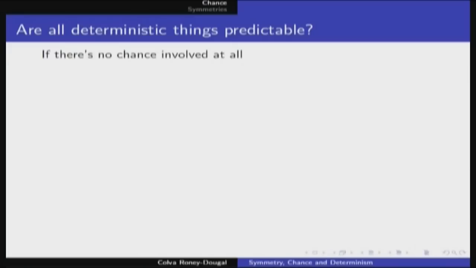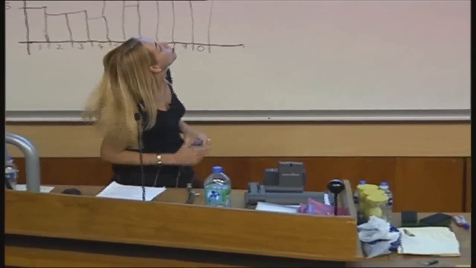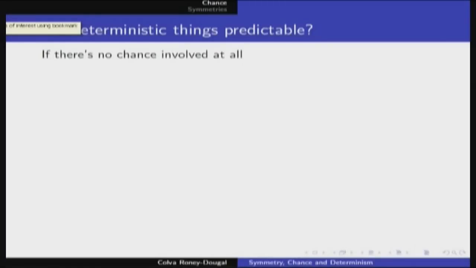Well, let's think about determinism then. What do I mean by determinism? Well, I mean a situation where there's no chance involved at all. If I drop something, it's going to fall, and it will hit the first thing it can hit. If there is no chance involved at all, then we say that the situation is deterministic.